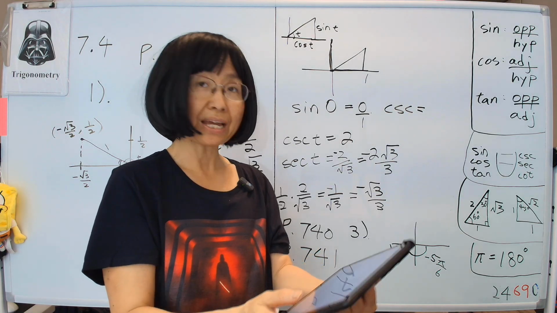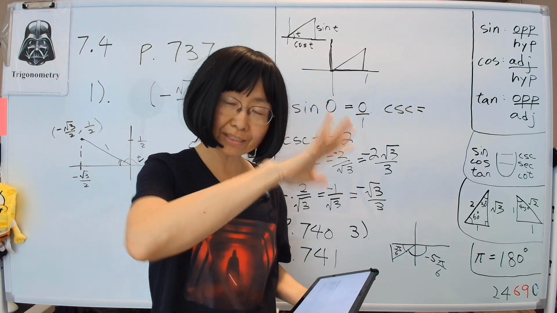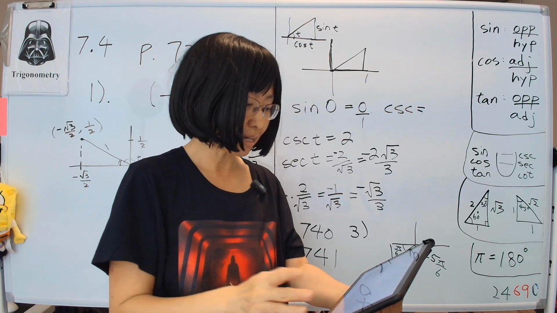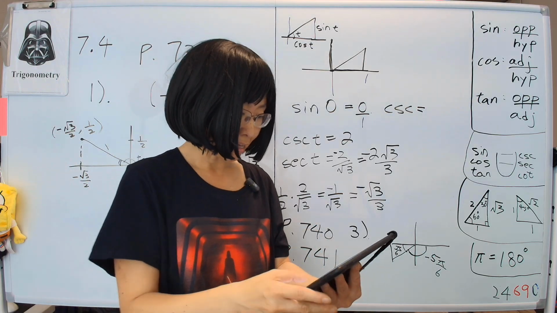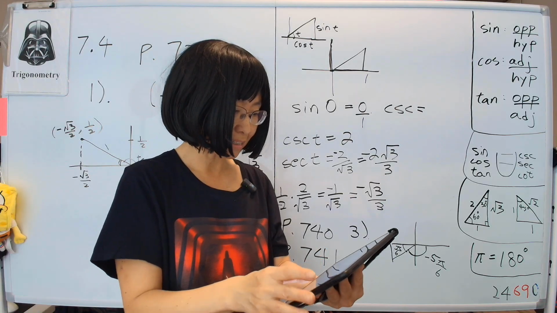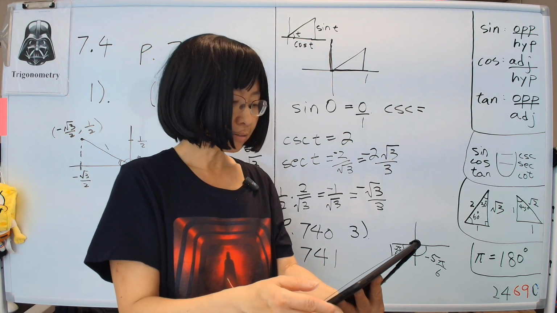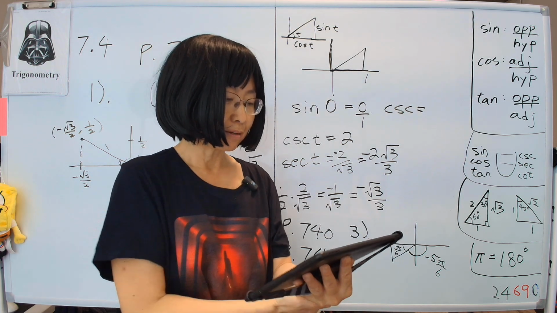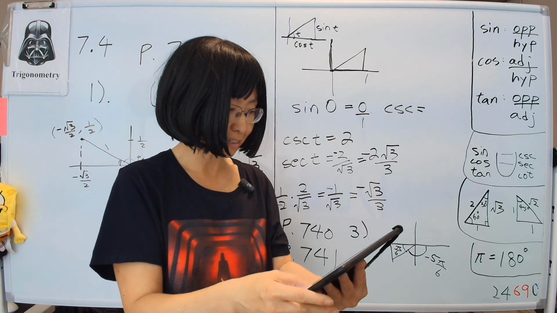But the summary at the bottom of the page is that only cosine and the one that flips over cosine, which is secant, are the even functions, whereas every other one is an odd function. So that is that. And knowing that, please do example 4 yourself, okay?